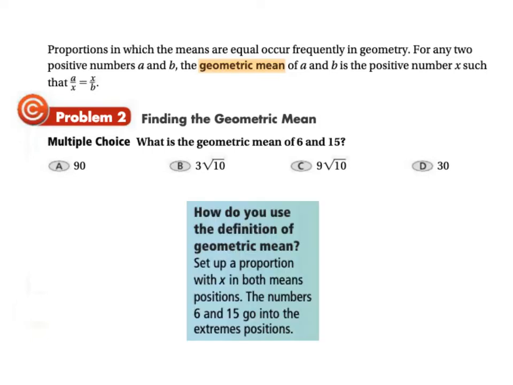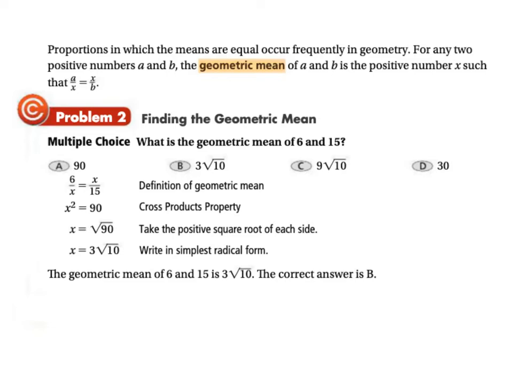What do we do when we do that? Well, again, set up a proportion with x in both positions. So it would be like 6 over x equals x over 15, for example. Okay, so 6 over x equals x over 15. You can see that the x's are diagonal from each other, and 6 times 15 is 90. So you get the square root of 90 is what x is equal to.